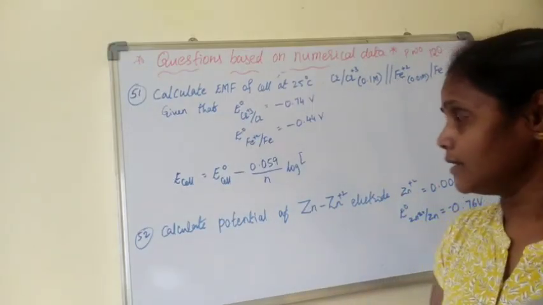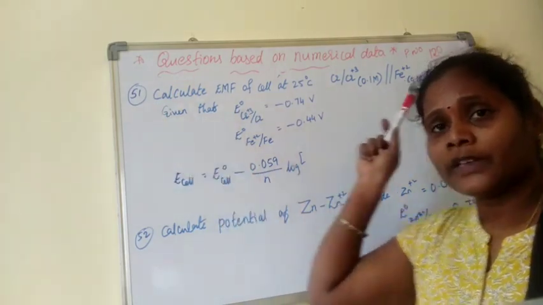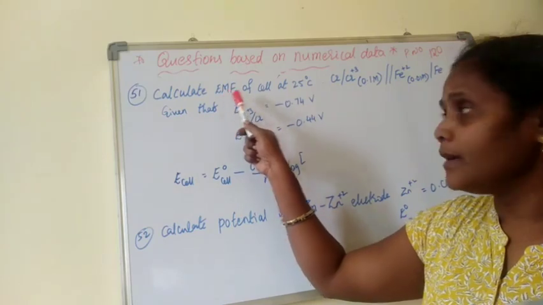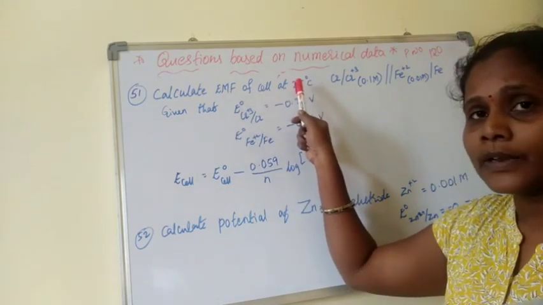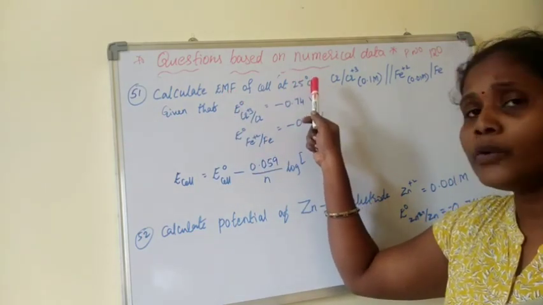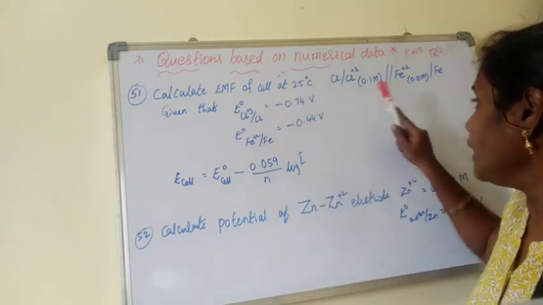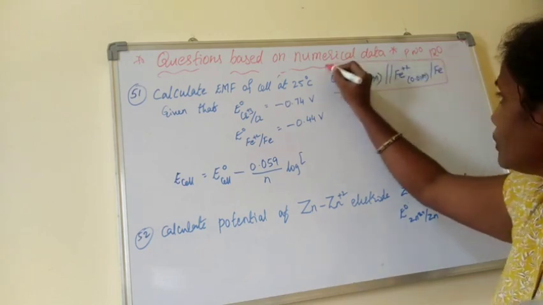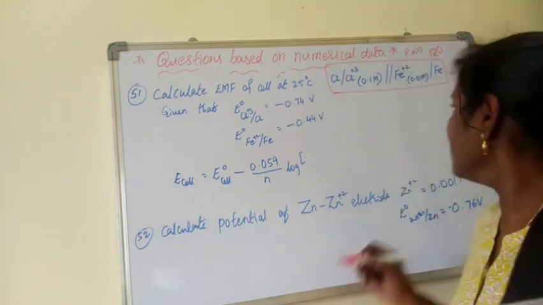Okay, next one is question 51 from page number 120. So here is the question. Calculate the EMF of the cell at room temperature, 25 degrees centigrade or 298 Kelvin. He has given a galvanic cell representation, right? So we know what a galvanic cell representation is.